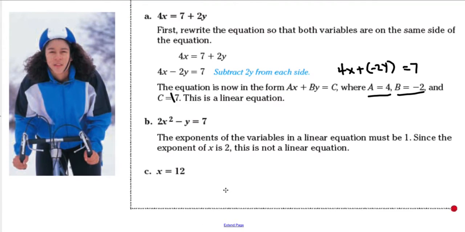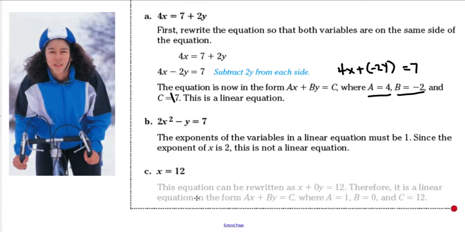And let's take a look at letter C, which is x equals 12. Okay, if I rewrite this x equals 12, we can rewrite this as x plus 0y equals 12.